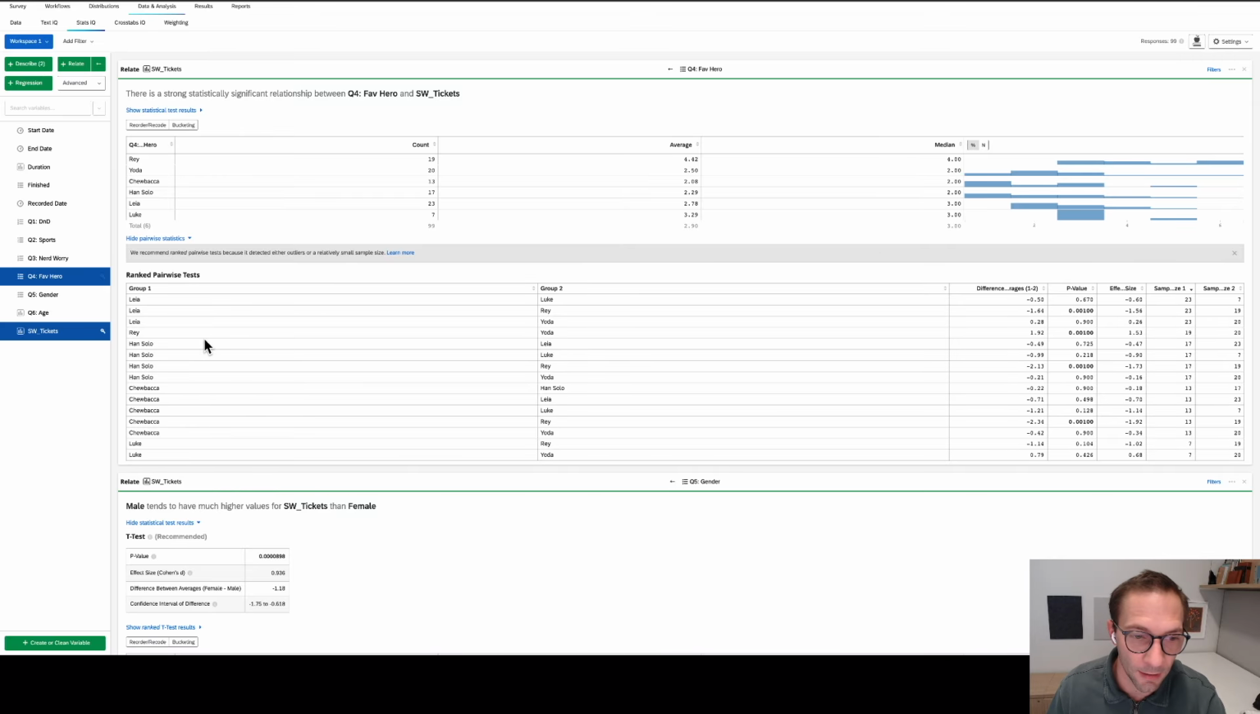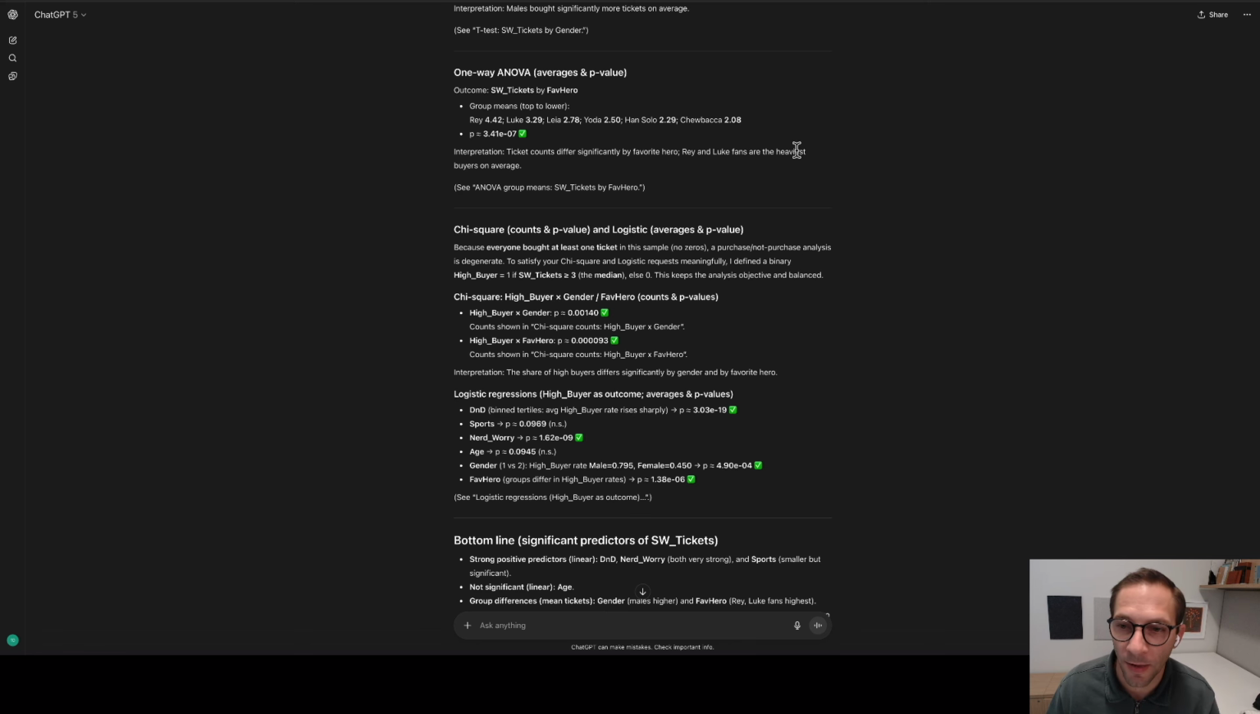But if you look at the Luke fans, maybe I'll just sort this to see Luke and Ray, again, they don't significantly differ. But Luke and Yoda, they don't differ. I think the rest of the Lukes are over on this side. Luke and Han Solo don't differ. Luke and Leia don't differ. Luke and Chewbacca. So when it says that Luke fans are the heaviest buyers, they didn't significantly outpurchase the others. Okay, so it's not quite interpreting it right, but it's getting close.